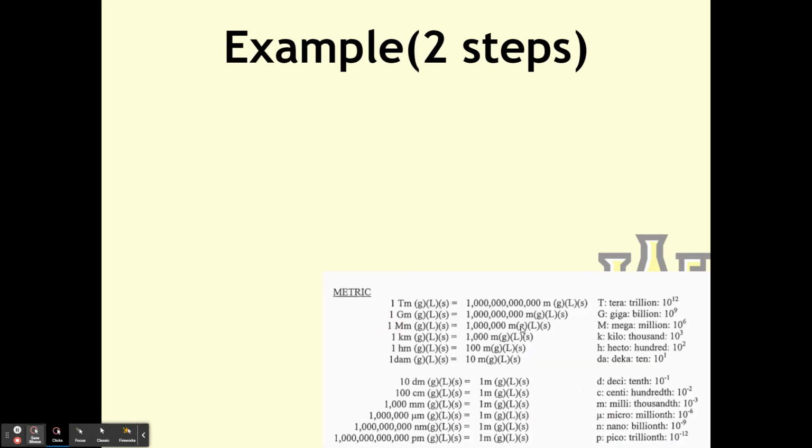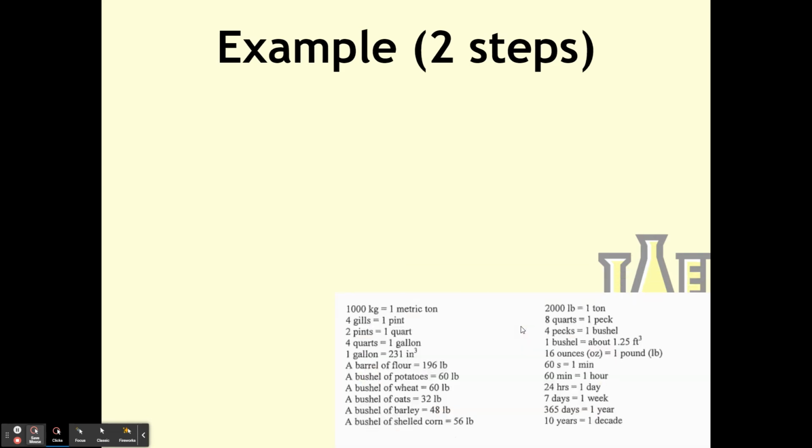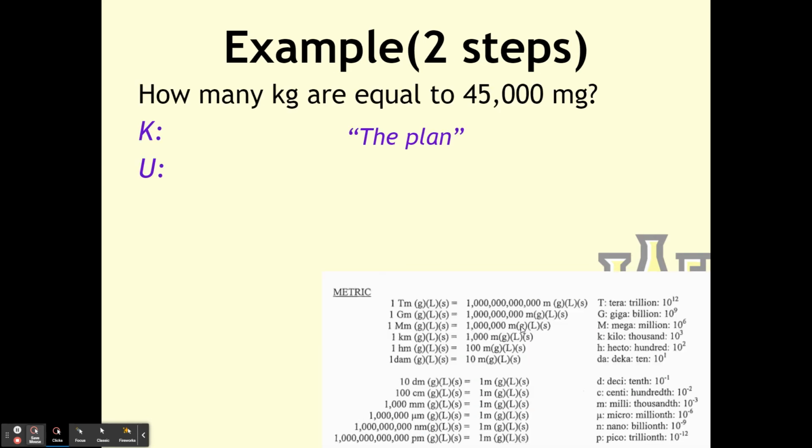For our next example, we have a 2-step example. So again, I'm going to start the same way. What I know, 45,000 milligrams. What I unknown is kilograms. Question mark kg. Now my plan.